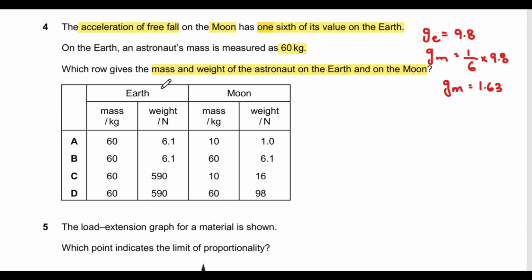And the mass of the object is the quantity that never changes. No matter if we go to space or we are on Earth, it never changes. That means if the mass on Earth is 60, it would be 60 on the moon as well. And the weight is defined as mass times gravitational acceleration. If mass is constant, weight is directly related to the gravitational acceleration. So if gravitational acceleration reduces, weight also reduces. That means on the moon the weight would be less. So out of B and D, the option D is correct because the weight is reducing from 590 to 98. D is the correct option.